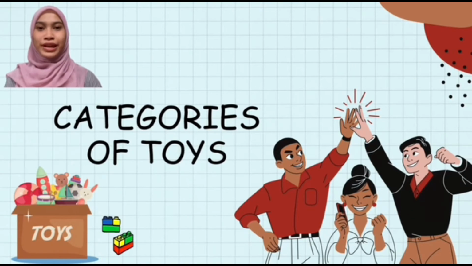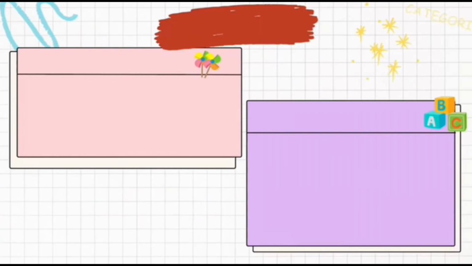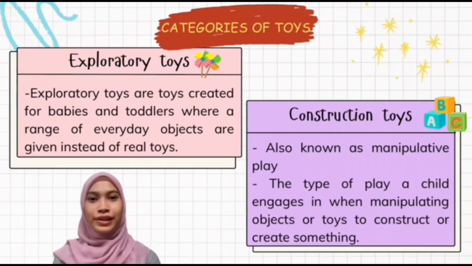Next, we will move to the categories of toys, where there will be 7 categories of toys that I will explain. The first 2 categories of toys are exploratory toys and construction toys.